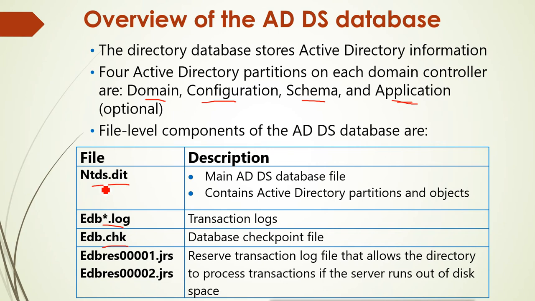These are the files we saw there. This is the first file, the ntds.dit file. This is the main AD DS data file, and it contains the Active Directory partitions and objects. Everything is under this file. Then we have some EDB log files. These are called transaction logs. Transaction logs are also a database.